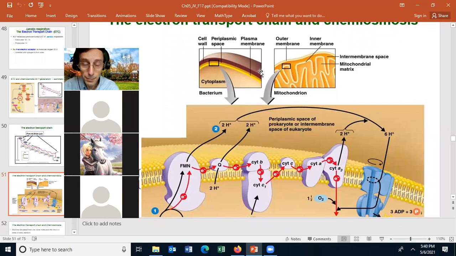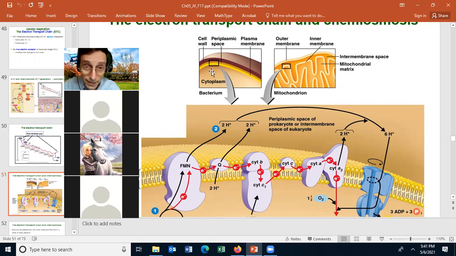For prokaryotes, the cell membrane is where this electron transport chain is. And where are the hydrogen ions pumped in a prokaryote? Come on, it's in this picture here. The hydrogen ions are pumped from this side of the membrane to that side. Where are the hydrogen ions pumped to? The cytoplasm?